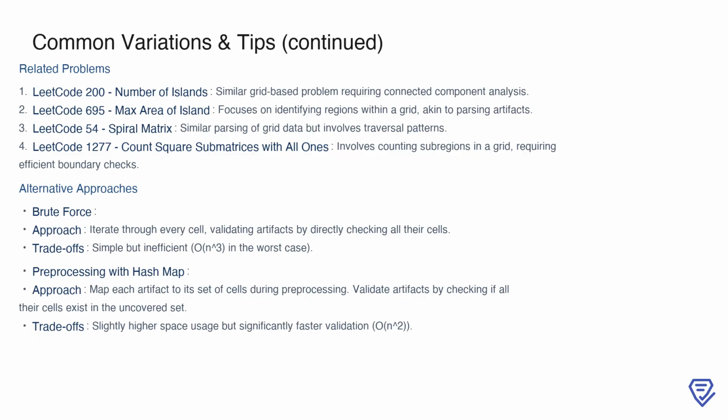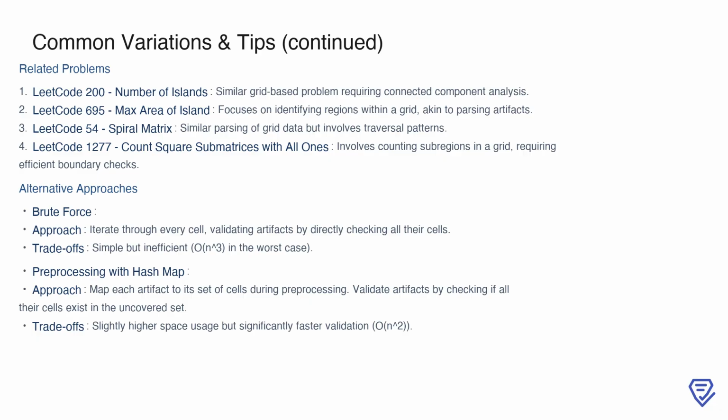This problem also shares similarities with several related problems on LeetCode. For example, LeetCode 200, Number of Islands, involves analyzing connected components within a grid, which is conceptually similar to parsing artifacts. Similarly, in LeetCode 695, Max Area of Island, the focus is on identifying regions within a grid, which parallels the process of identifying artifact boundaries.